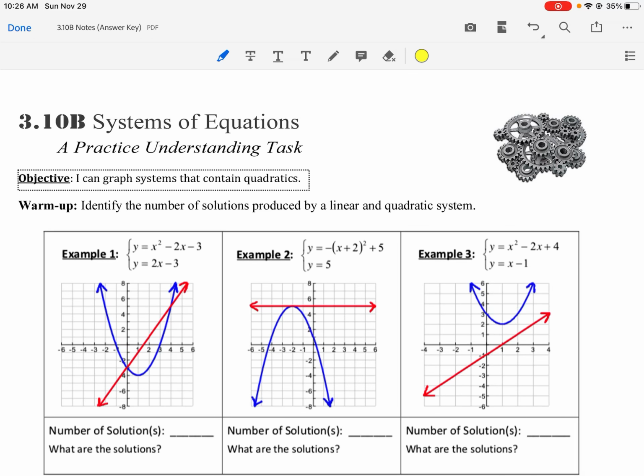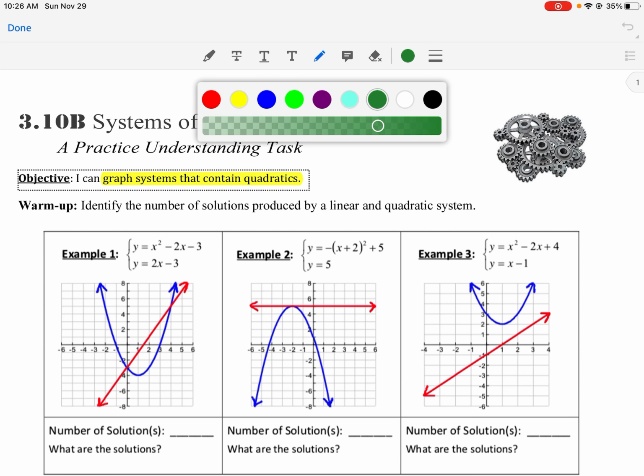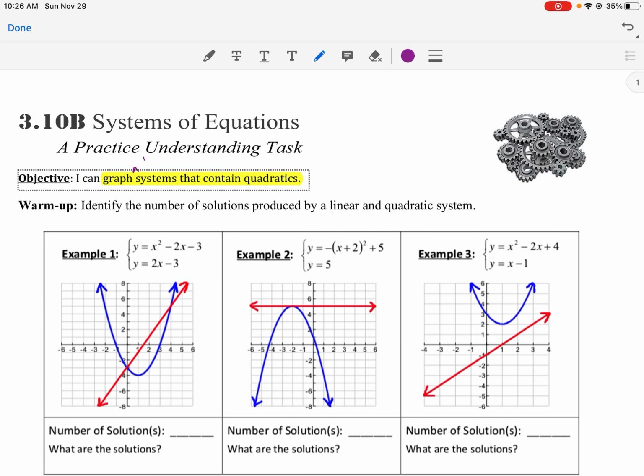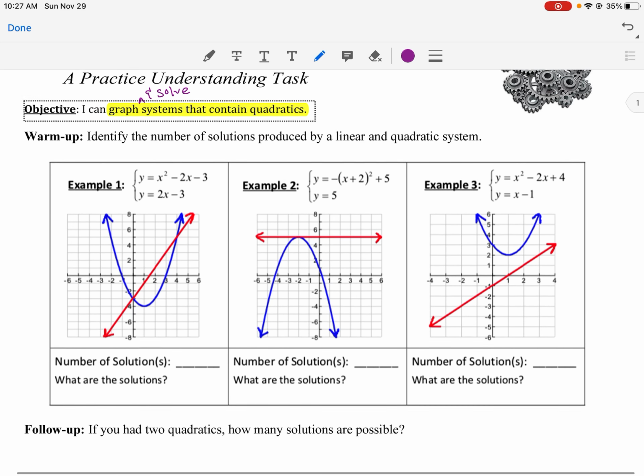Okay, today our goal is that we can graph systems that contain quadratics. And I'm going to add in here that we're also going to be able to solve them. So we're going to be able to figure out what the solutions are. So these first few are done for us.